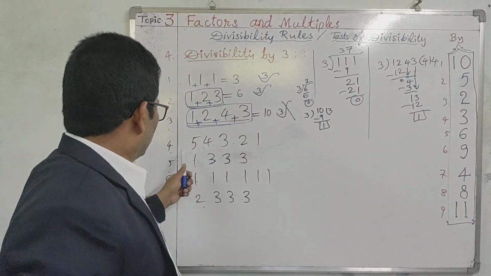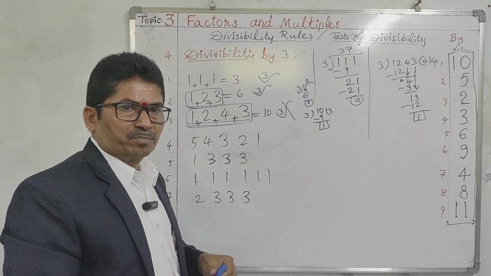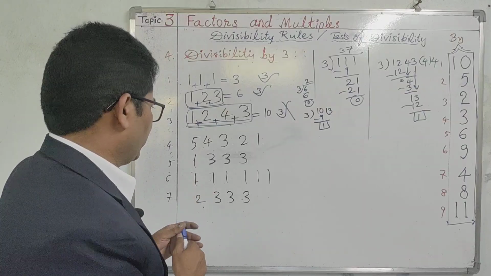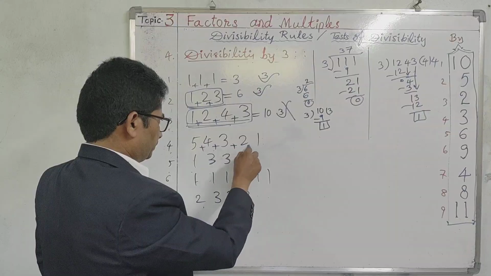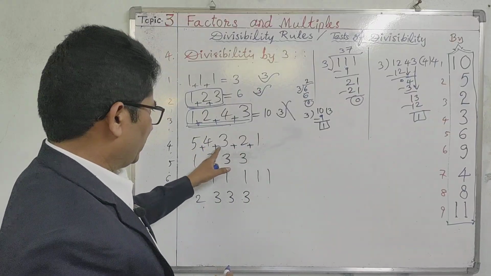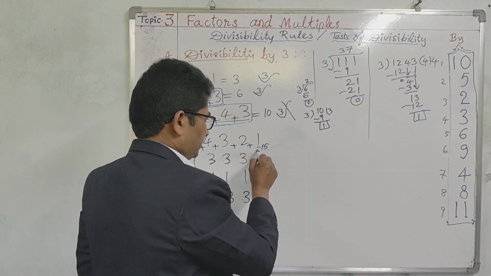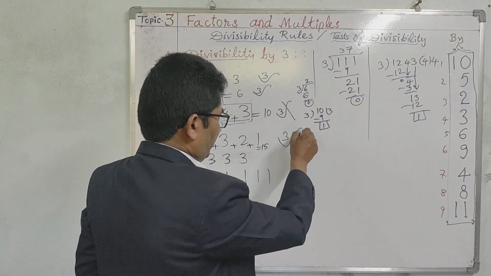Next, the fourth one, 54,321. Is this divisible by 3? We can check this. Check means sum of the digits. 5 plus 4, 9, 12, 14, 15. So 15 is exactly divisible by 3. 3 5s are 15. That's why this number is also exactly divisible by 3.